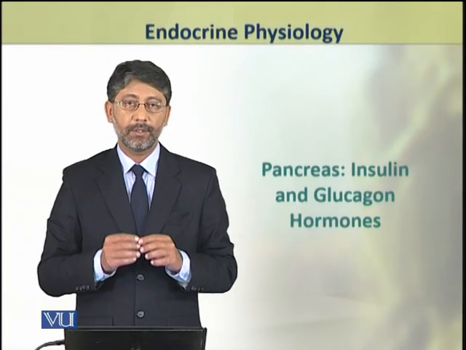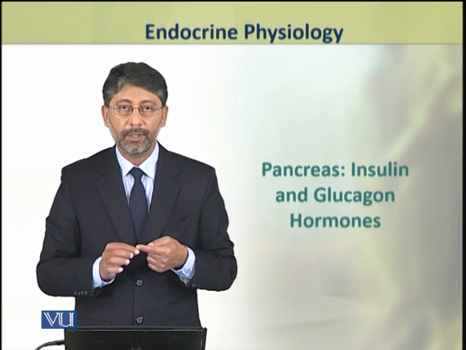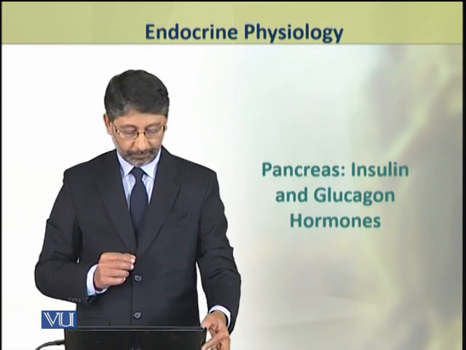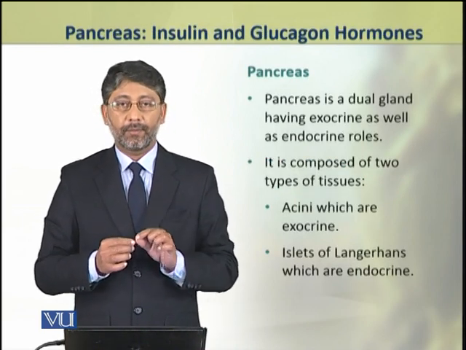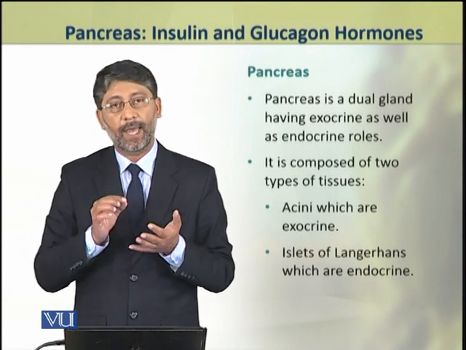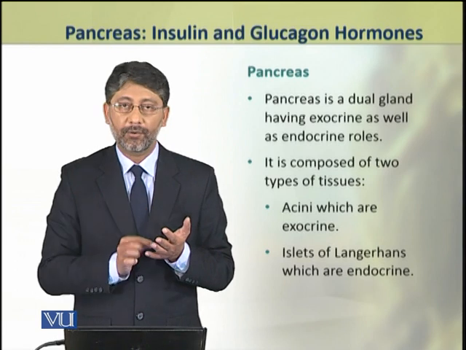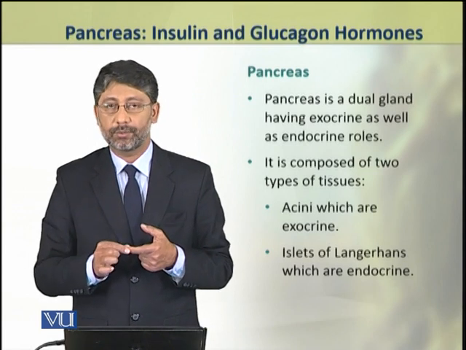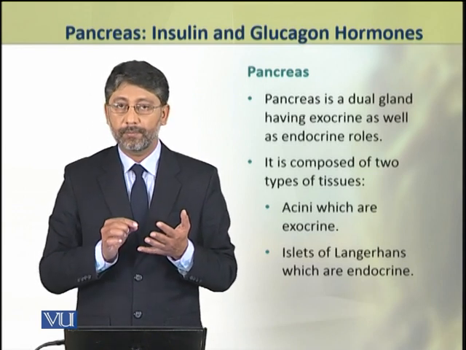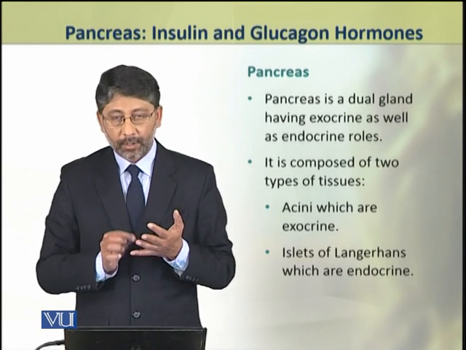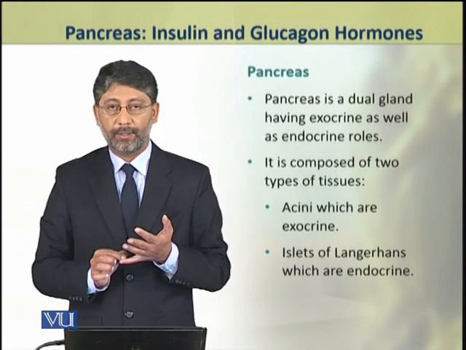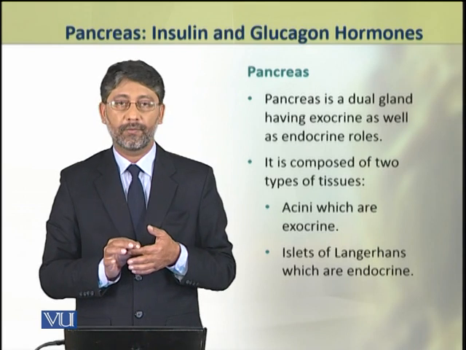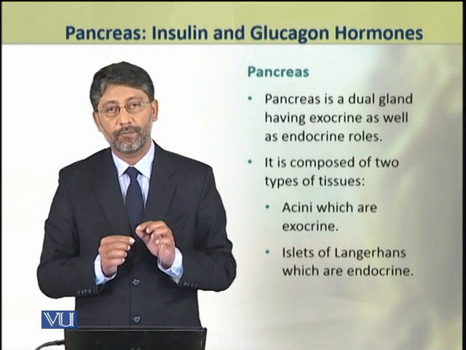Dear students, in this topic, we shall discuss insulin and glucagon hormones produced by the pancreas. Pancreas is a dual gland having exocrine as well as endocrine functions. It is composed of two types of tissues. One tissue is known as the acinus, which is exocrine. The other tissues include the islets of Langerhans, which are endocrine in function.